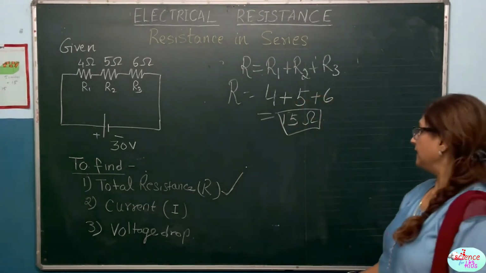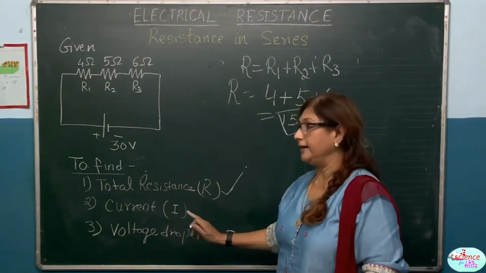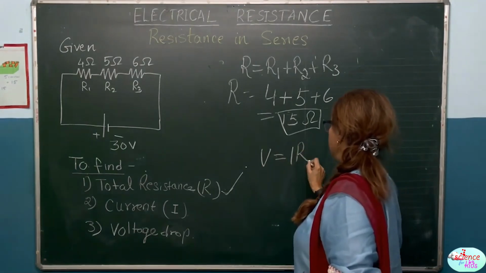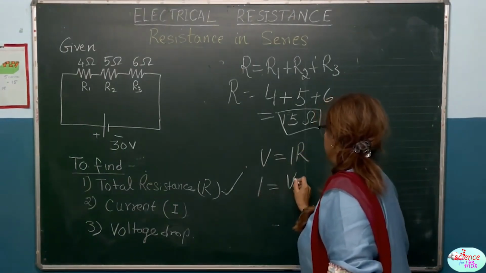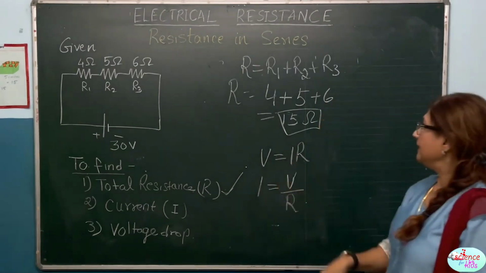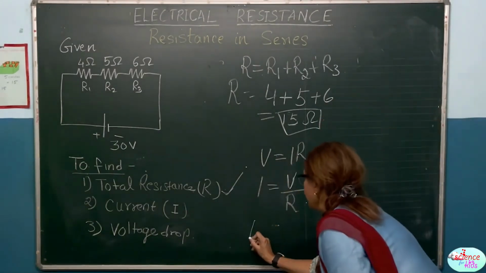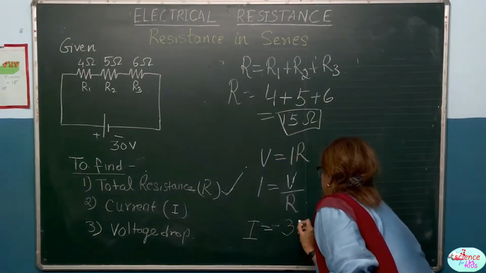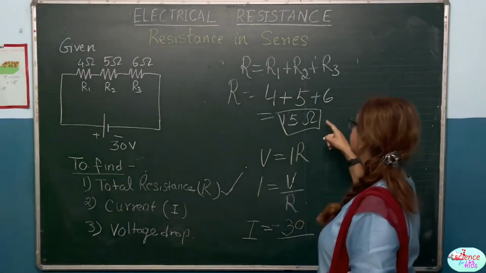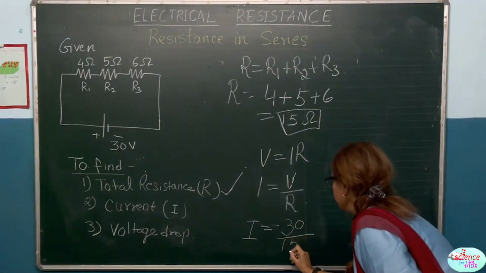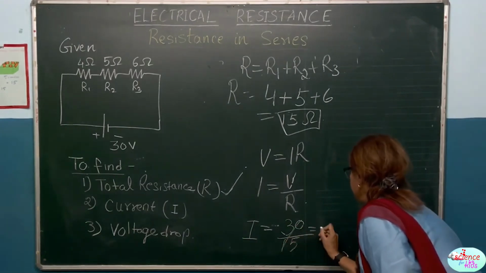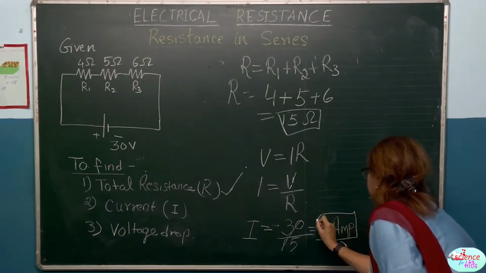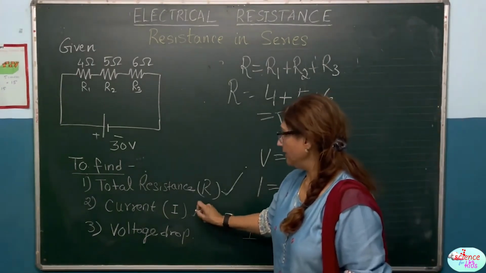Now let's look at the second one, that is current I. And you know Ohm's law says V is equal to IR. So I will be equal to V over R. Again, let's plug in the information. So I will be equal to V, which has been provided as 30, over R, which we just calculated, that is 15 ohms. So 30 divided by 15 will give you 2, and the unit for current is amperes. So 2 amperes is the answer for number 2.